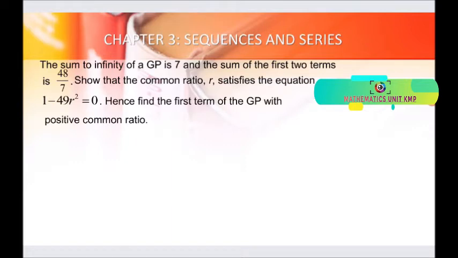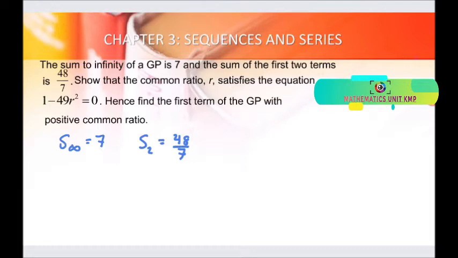From the question, we have the information S infinity equal to 7, and the sum of the first two terms, S2, is equal to 48 over 7. So the question wants us to show the common ratio satisfies the equation 1 minus 49R squared equal to 0.